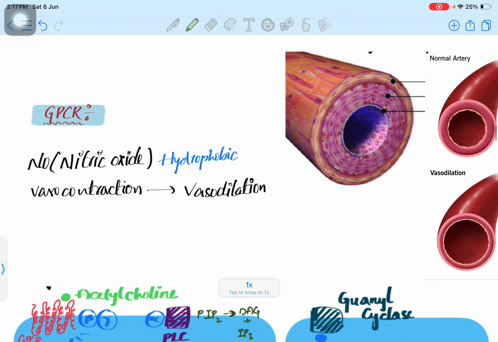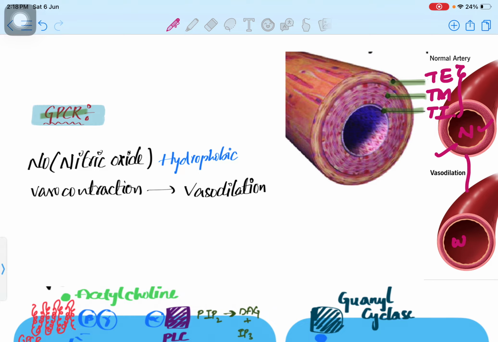Now we will cover GPCR signaling in the artery system. When we try to understand this, there are three layers present in the arteries, which make up the blood artery. One is tunica externa, another is tunica media, and the third is tunica intima. These layers are really important, you have to remember. Also you must know the narrow condition is known as vasoconstriction, and the wider one is known as vasodilation.